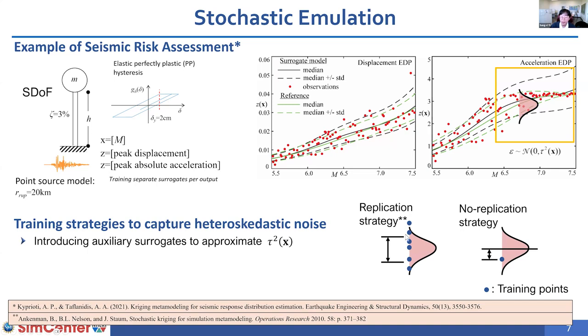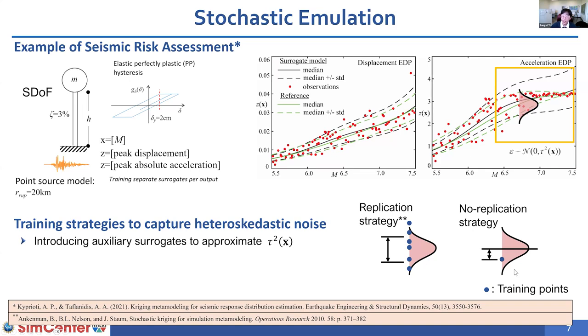And if you have these replication points at different locations of your parametric domain, then you can interpolate this variability to estimate your underlying variance function. However, it's a bit more expensive, and also there are many practical problems where you actually don't have control over selecting the training points. So you just need to use existing training points to create this type of surrogate. In that case, we will require a so-called no-replication strategy.